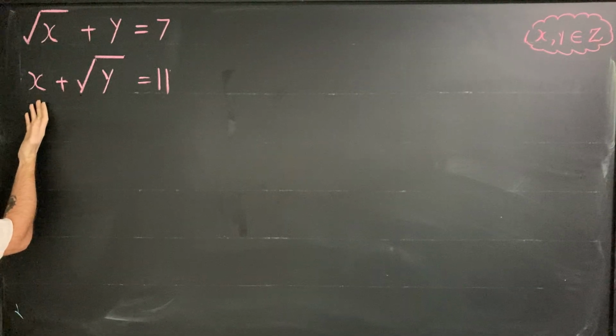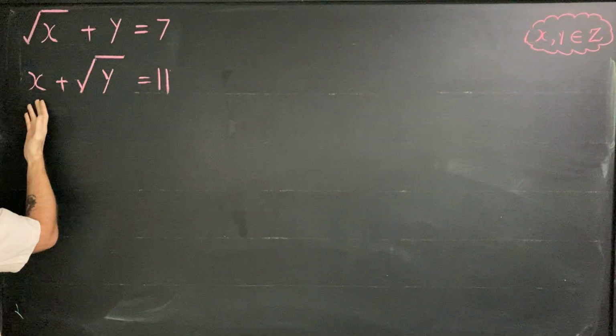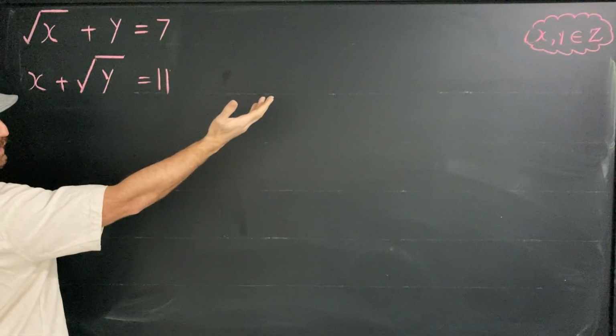We are going to find the value of x and y, where the square root of x plus y is 7, and x plus the square root of y is 11. Remember, x and y are positive integers.